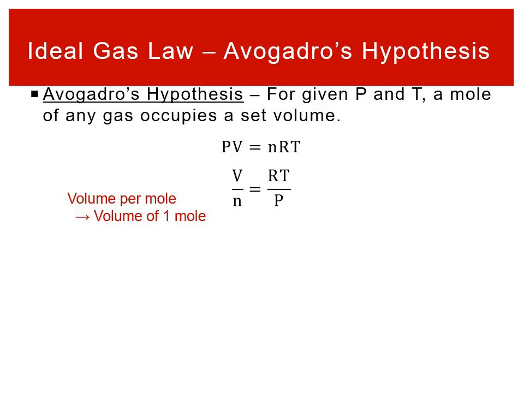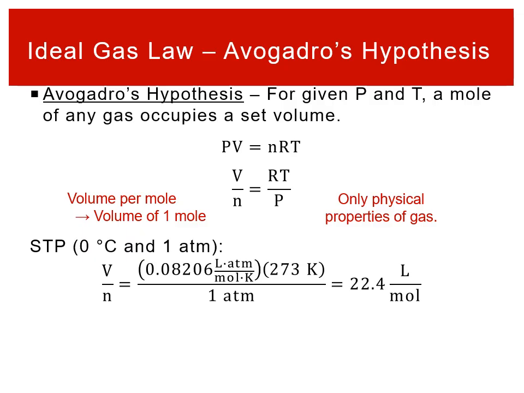So V divided by n is the molar volume, and the volume of 1 mole of gas is only dependent on the physical properties of that gas. It does not depend on what type of gas you have, right? R is just a constant. T and P are environmental variables, right? What are the conditions that the gas is under? It doesn't depend if it's nitrogen, carbon dioxide, carbon monoxide, whatever it is, you're always going to get, for that given temperature and pressure, the same volume per mole.